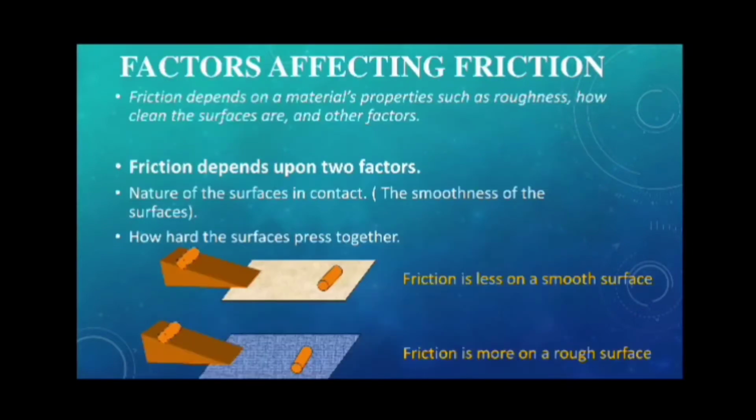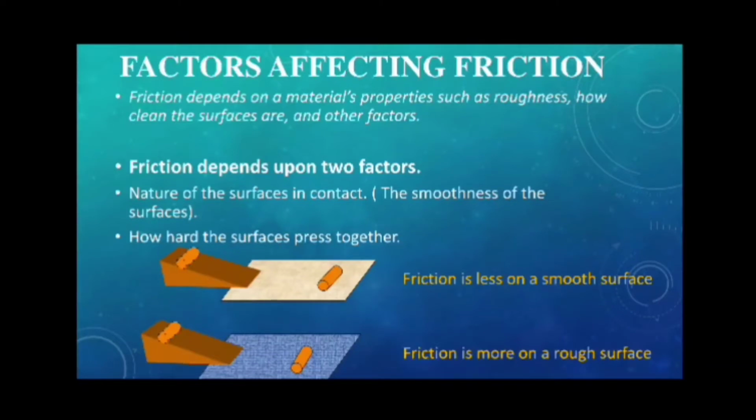Now we are going to study the factors affecting friction. So friction depends on material properties such as roughness, how clean the surfaces are, and other factors. So the friction depends upon two factors. First is the nature of the surfaces in contact, that is the smoothness or roughness of the two surfaces, and secondly the force with which the two surfaces are pressed together, or how hard the surfaces press together. The force of friction, however, does not depend on the amount of surface area of the two objects which is in contact with each other. So now let us study both of these factors in detail.